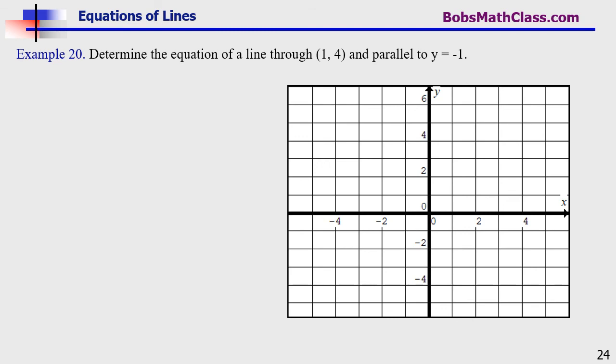Example 20. Determine the equation of a line through 1, 4 and parallel to y equals -1. Well, let's plot the point 1, 4, right there. And let's graph y equals -1. So you go to the y-axis, go to -1, and then draw a horizontal line.